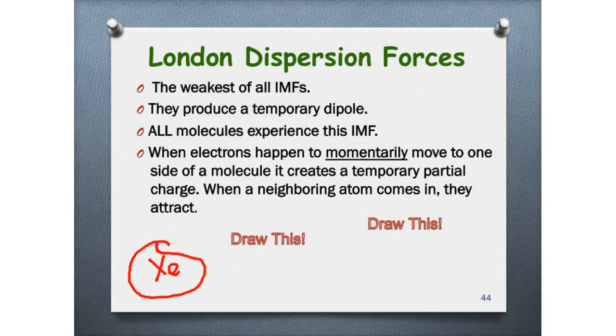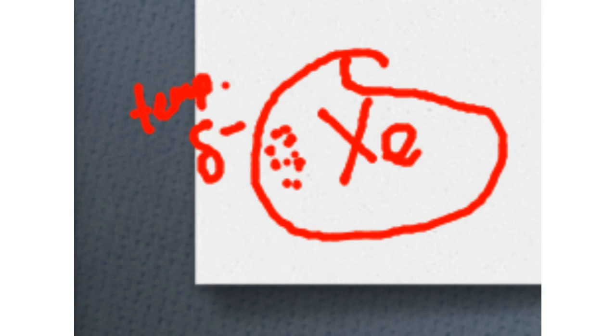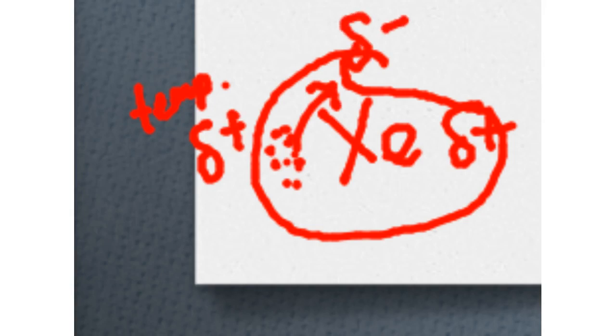We know that these atoms have electrons, and they're moving randomly inside the atom. Sometimes the electrons are going to be on this side and not on this other side. So we say that there's going to be a partial negative charge on this side. It's temporary, meaning it's not always going to be there. On the other side, it's going to be partially positive. And again, these electrons are going to eventually shift in the other direction, and this is going to become partially negative, and then this is going to become partially positive.